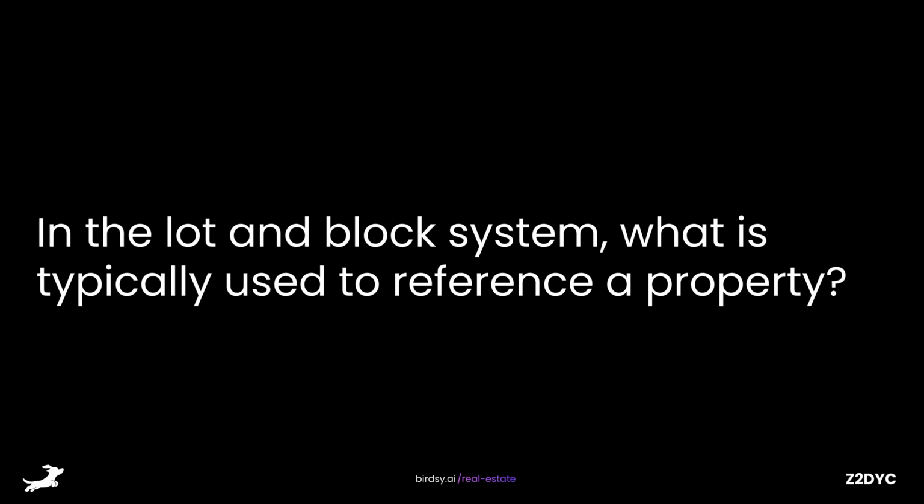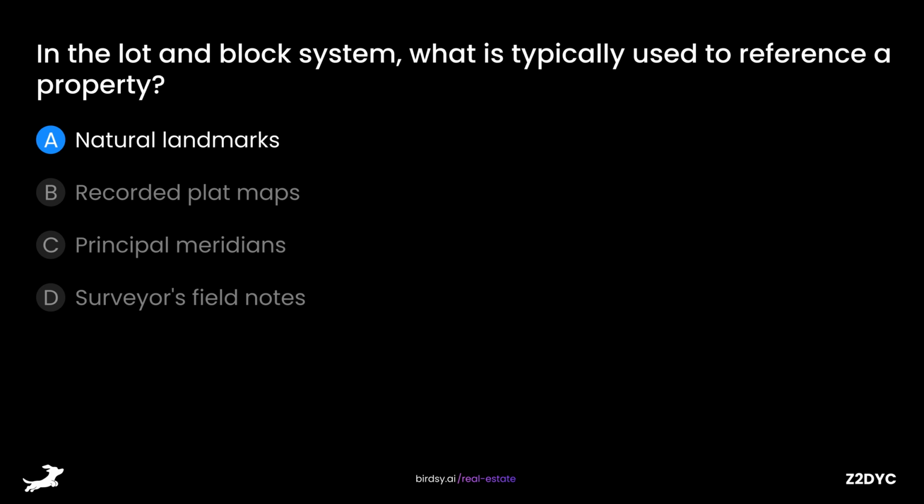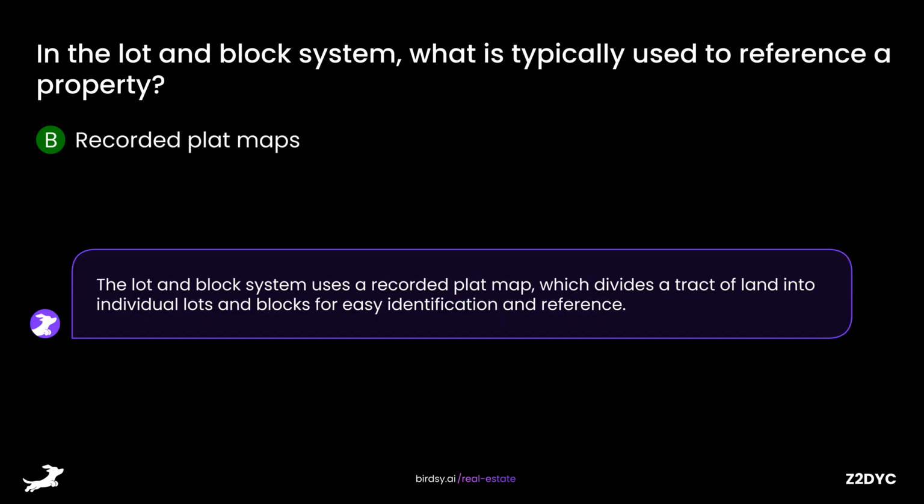In the lot and block system, what is typically used to reference a property? Is it A, natural landmarks, B, recorded plat maps, C, principal meridians, or D, surveyor's field notes? The answer is B, recorded plat maps. The lot and block system uses a recorded plat map, which divides a tract of land into individual lots and blocks for easy identification and reference.